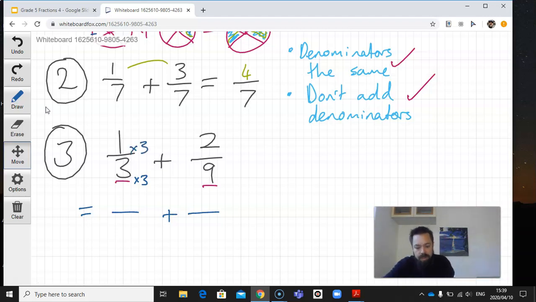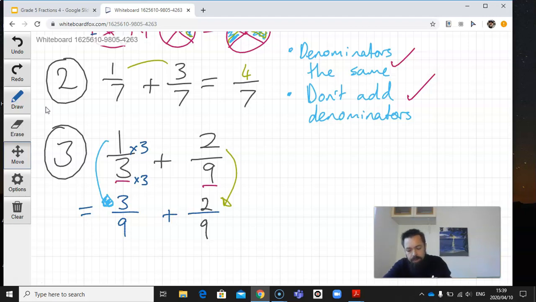Timesing that one by 3 as well, I now get 3/9. I've used an equivalent fraction to make this one over 9. This one stays the same. I've not changed this one at all. It's just coming down from there. I've rewritten it over there.